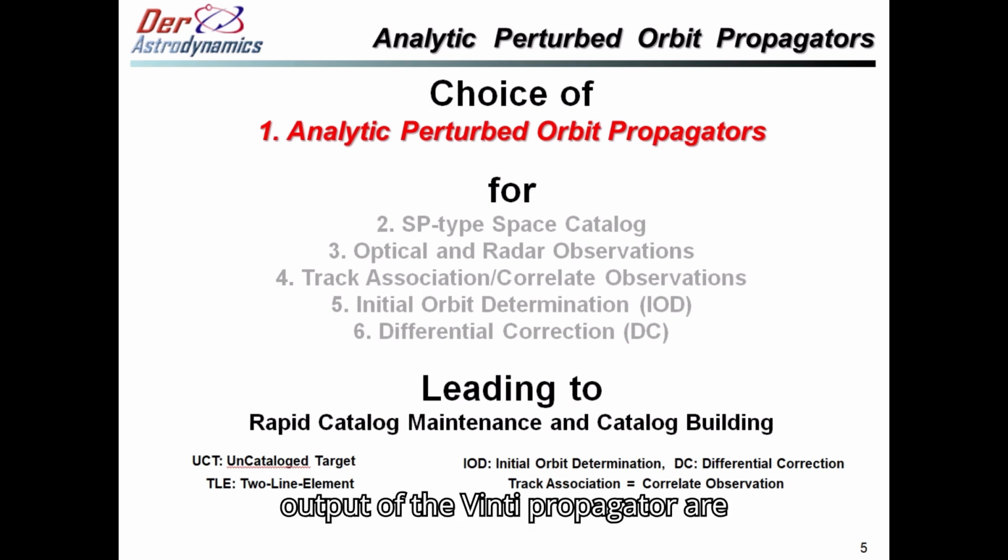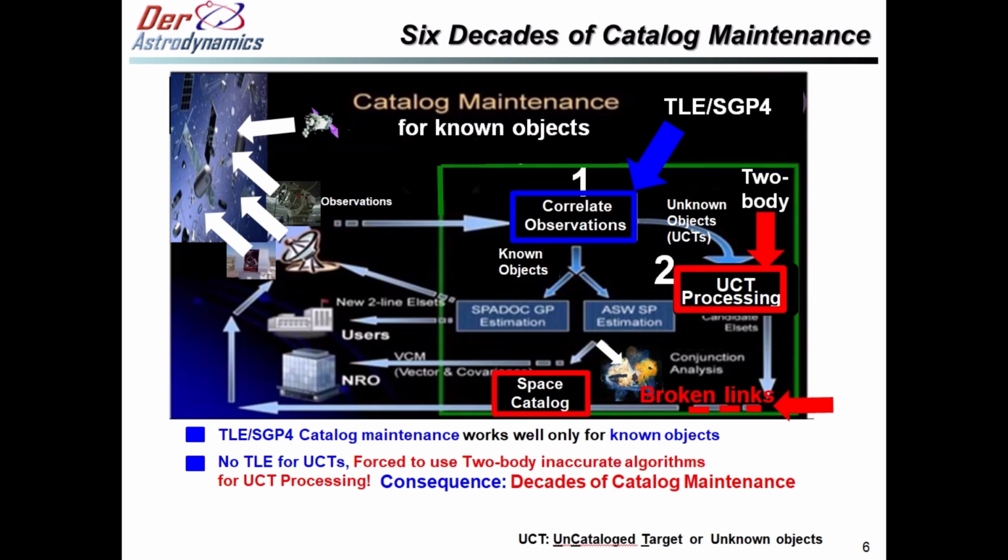The input and output of Winty propagator are ECI state vectors, and there is no need for a known TLE. The choice of Winty leads to better performance for rapid catalog maintenance and catalog building in terms of ease of use, accuracy, and robustness.